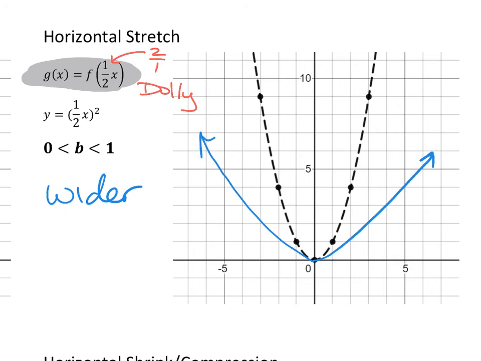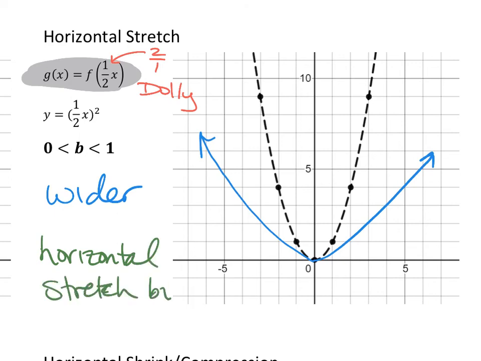Now, the way that we would say this answer, just to make sure we have that written down, is that this is a vertical, it's not vertical, it's horizontal. It's a horizontal stretch by a factor of 2 over 1, or 2. Because I used the opposite number, I used the dolly number instead of the one that we saw originally.